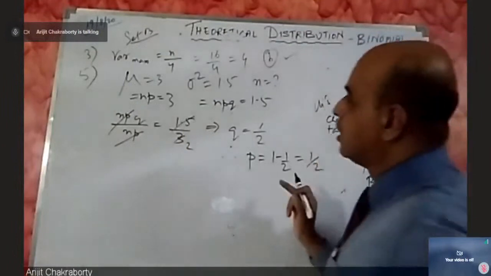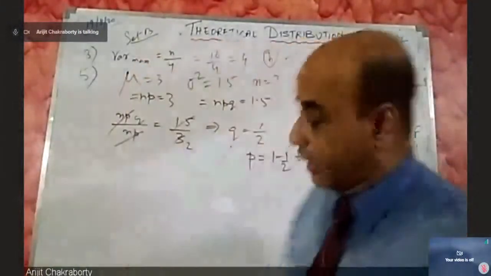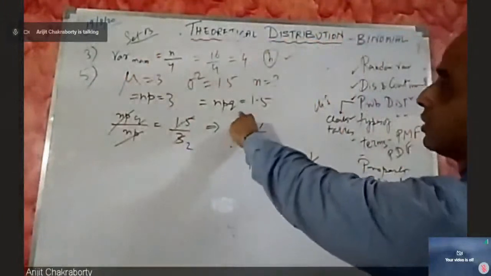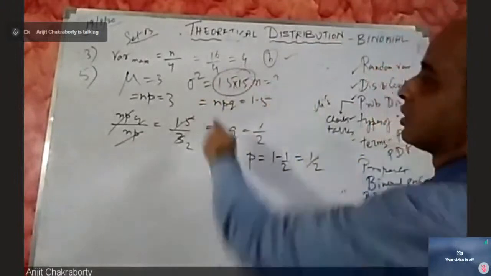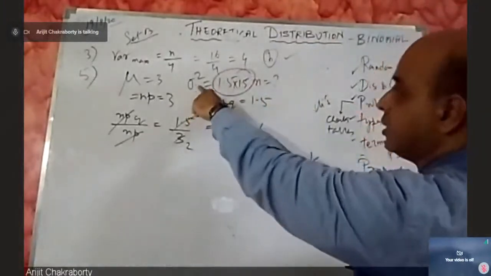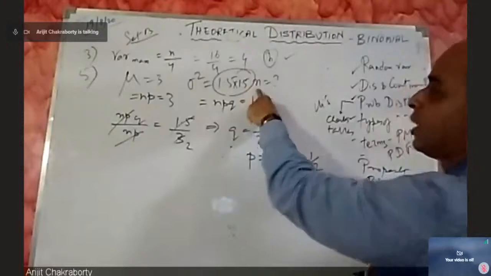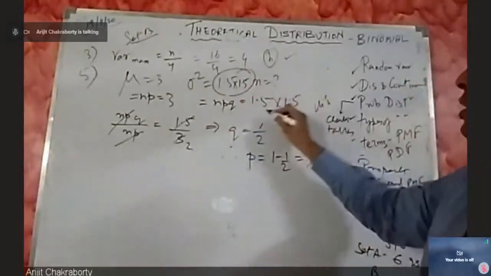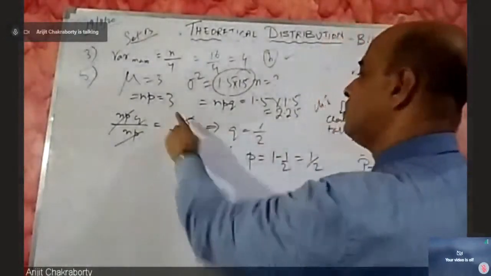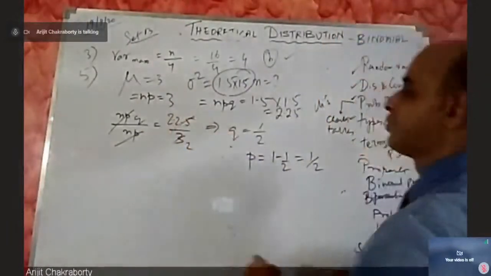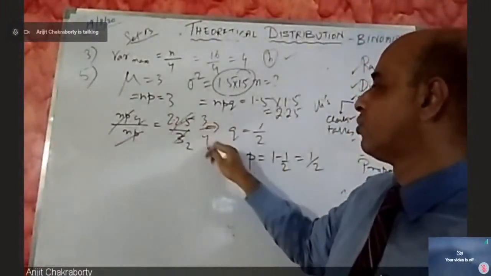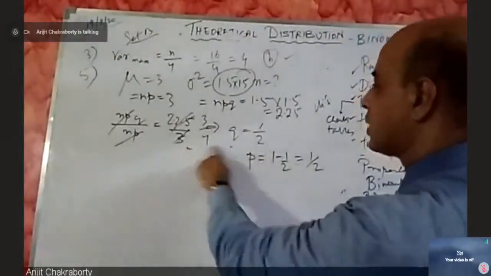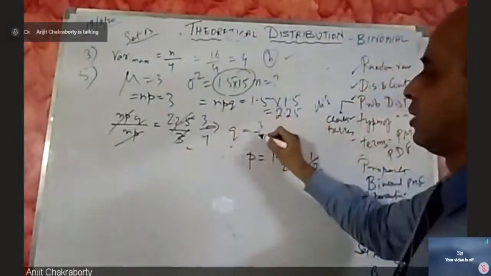Just check. Just a sec, we will check the question. SD is 1.5. No, I took variance. It will be 1.5 into 1.5, because it's not variance, it's SD. SD is 1.5, so variance is 1.5 into 1.5, so it will be 2.25. So here it will become 2.25 by 3, which means 3 by 4. Yes, 3 by 4. So q will come to 3 by 4, not half.